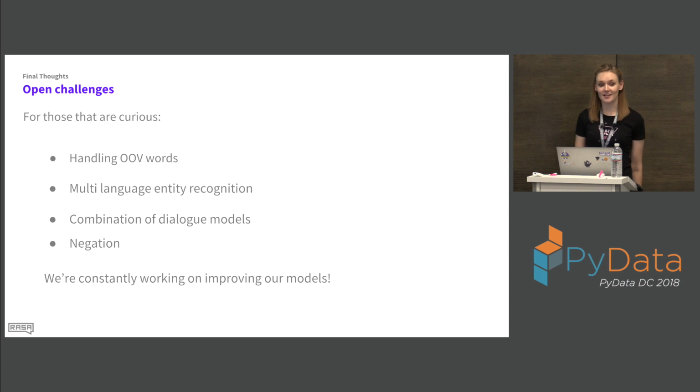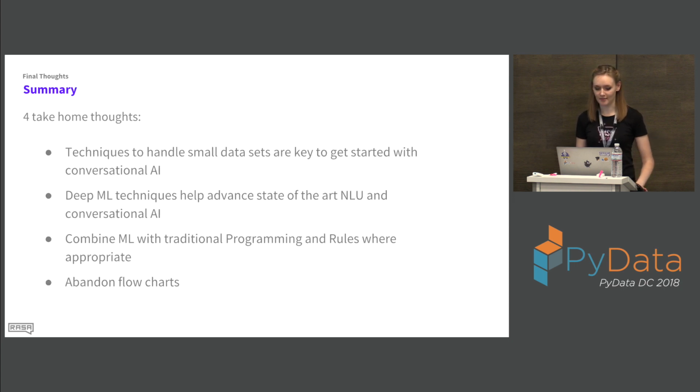Negation is also still a really big issue. How do you train a model that understands negation and does it well? Rasa is constantly working on improving the models, and if you want to, you can definitely contribute to that as well, because again, it's open source. So these are just take-home thoughts.